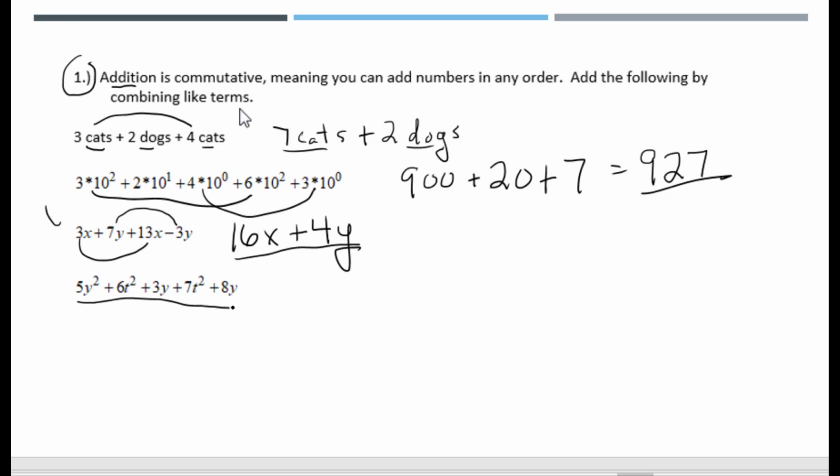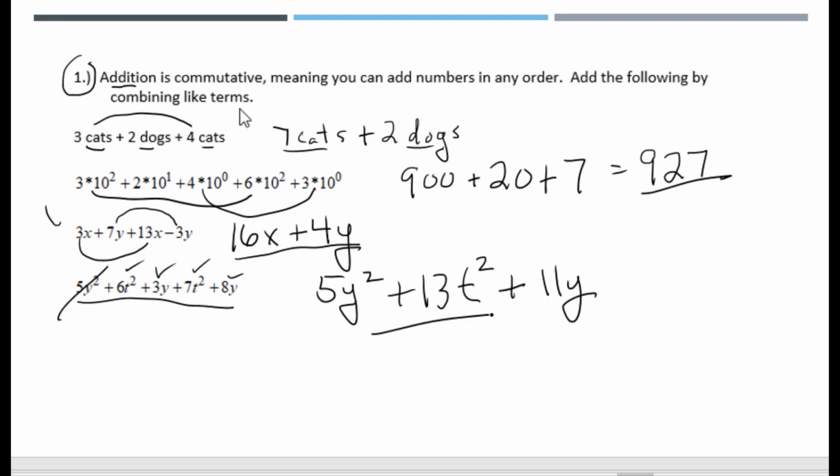Down here, this is the same idea, just with some exponents. I have 5y squared, but there's no other y squared. So I'm going to just put down 5y squared. And then I have 6t squareds and 7t squareds. That will give me 13 of these. And then I have 3y's and 8y's, and that'll give me positive 11y's. Fundamental with addition and subtraction: you can only add the same units.